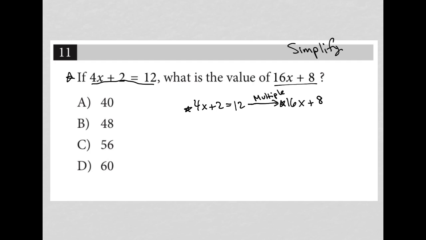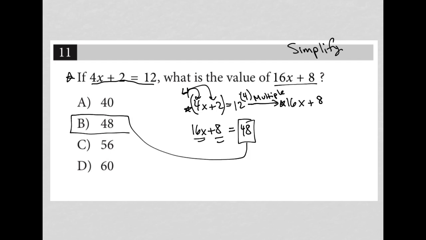And in this case, there's no difference, right? If I multiply this by 4, I get 16x plus 8, right? 4 times 4x, 16x. 4 times 2, 8. Which means all I need to do is also to multiply the right side by 4 to get my answer. So 12 times 4, 48. Therefore, my correct answer is choice B.